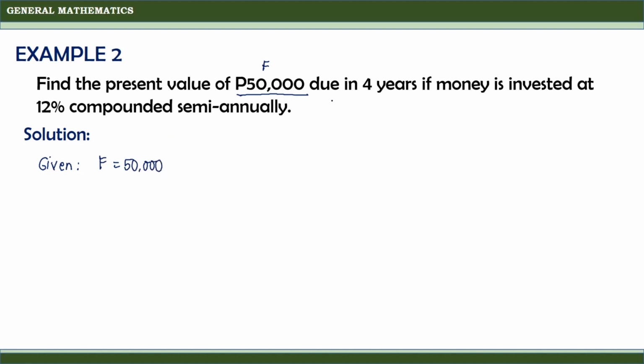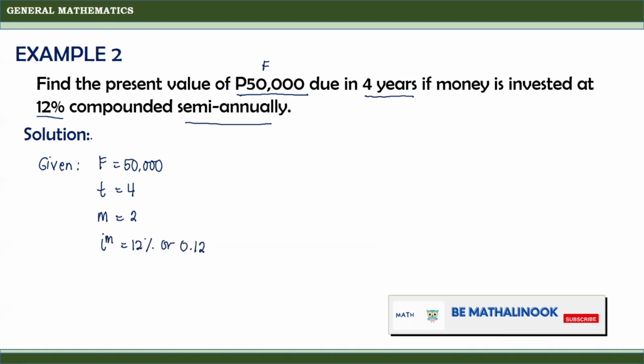Moreover, since it was stated that it was due in 4 years, it follows that T is equal to 4. Next, it was invested at 12%, compounded semi-annually. Since we have semi-annually, M is equal to 2, and 12% is the annual rate. Therefore, IM is equal to 12%, or in decimal, 0.12. Going back to the problem, we were asked to solve for the present value. Hence, we need to find the value of P.